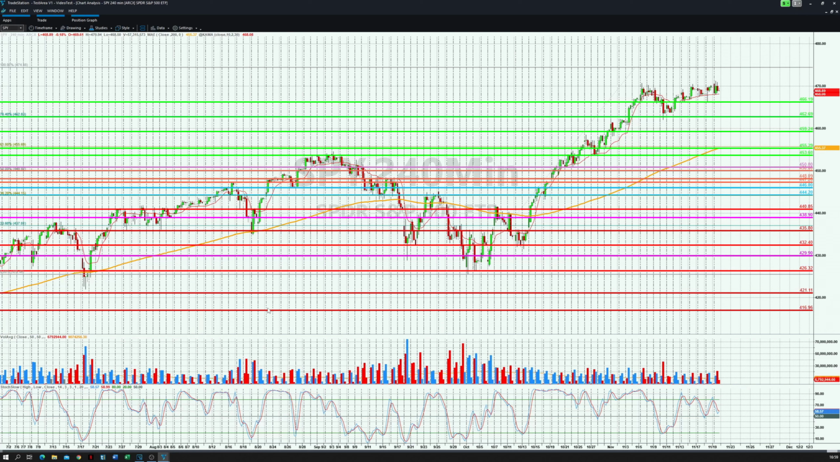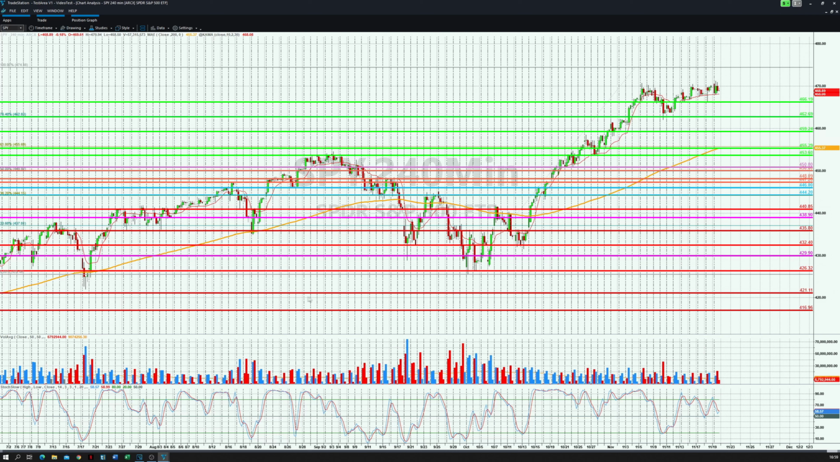Hello guys, so let's try to make a prediction of what's gonna be next week in the market and in several stocks I follow. Okay, so let's start with the S&P 500. This is the SPY ETF. This is the 4-hour chart.